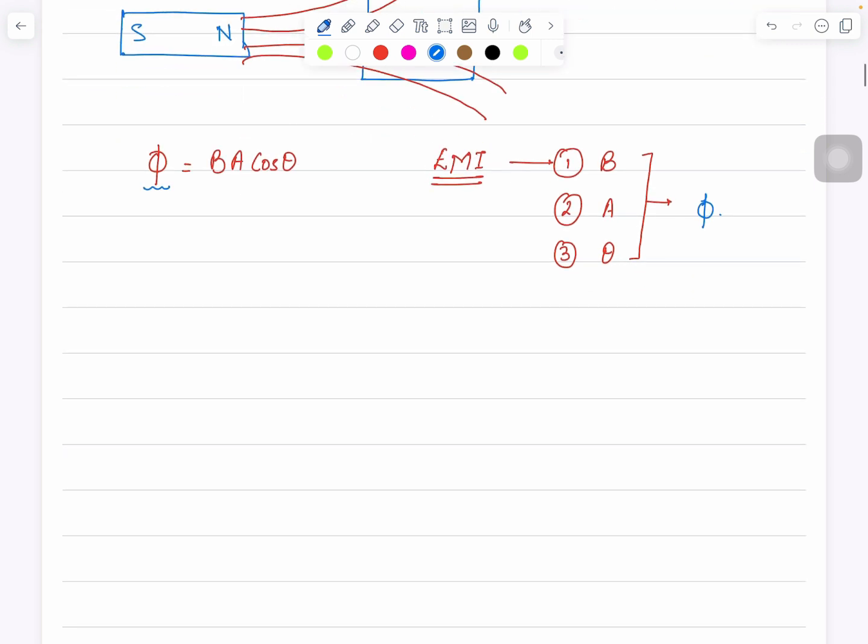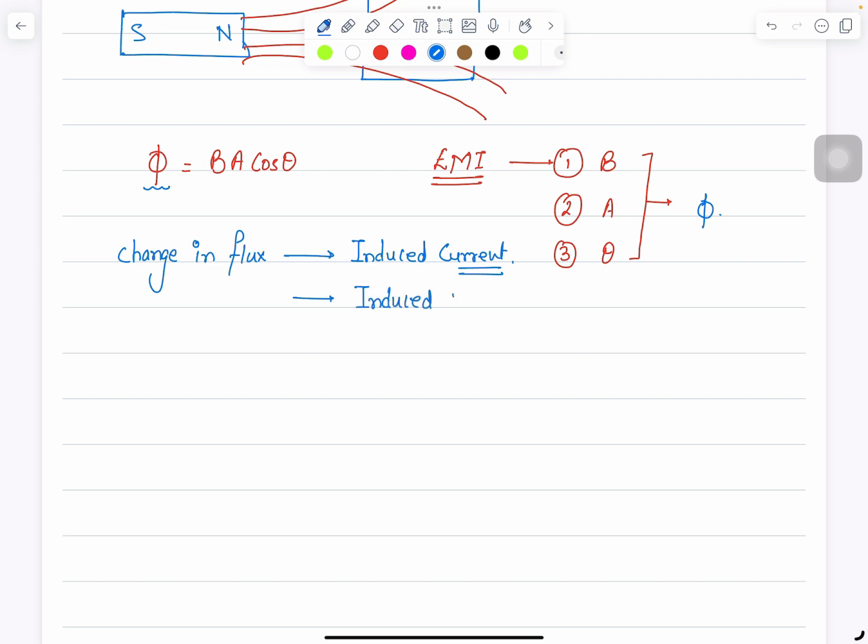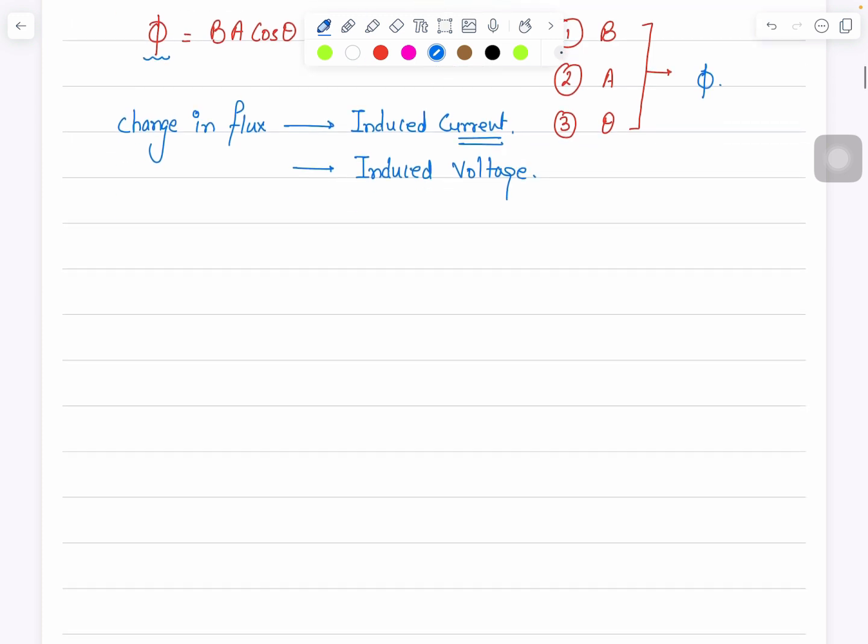So if I say change in flux, change in flux gives you the result as an induced current. Now till here, do you understand, guys? Change in flux gives you induced current, or you can say it gives you induced voltage. Clear? Okay. So we are going to learn about this thing.